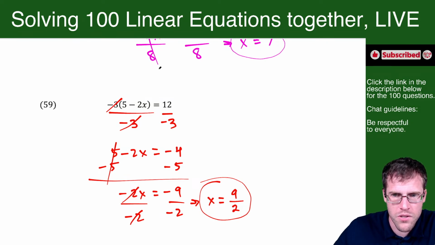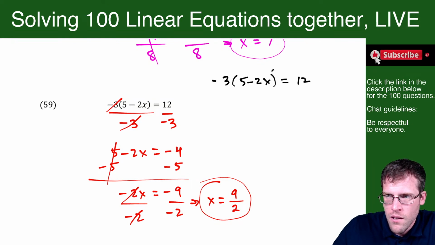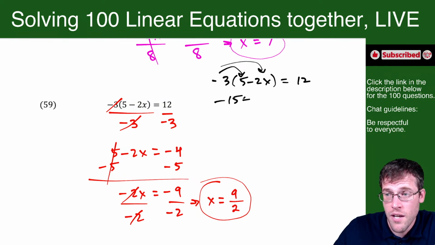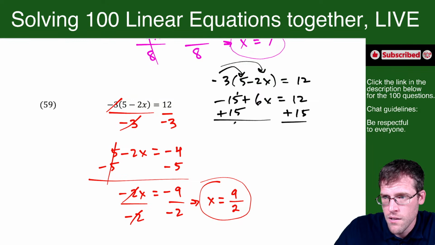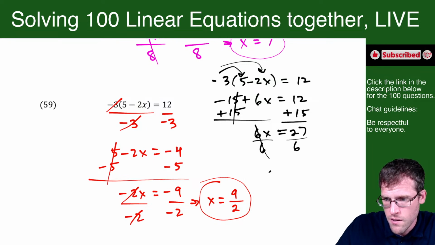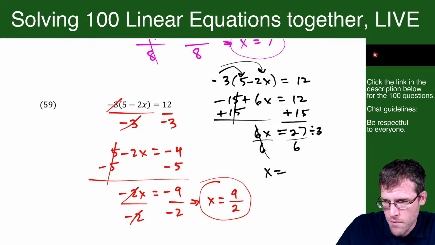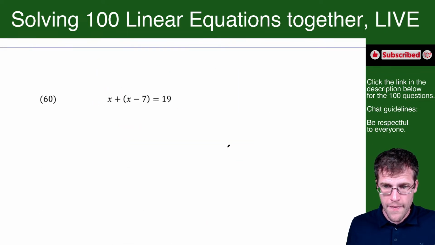All right, if you wanted to use the distributive property, you're like, wait, how do you do it by distribution? Then you go like this. You're going to have -15. -3 times -2x is plus 6x equals 12. And now you go plus 15 on both sides. And you'll have 6x equals 27 after you add those two, and then divide both sides by 6. And then x equals, divide the top and bottom by 3. And you still get 9 over 2. All right, same answer. So either way will work.